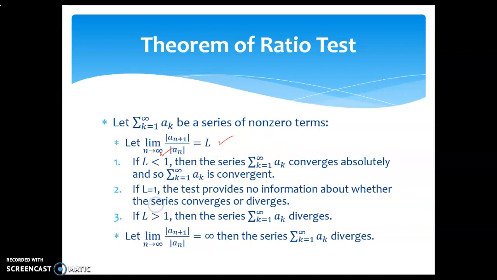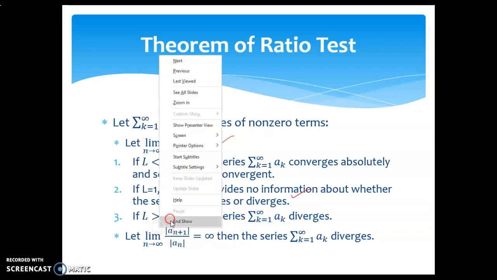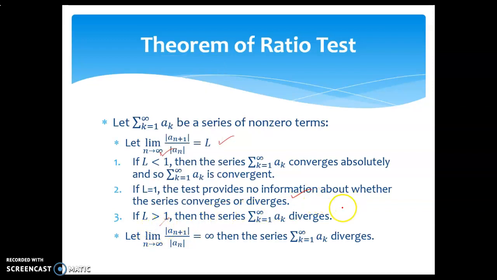If L is equal to 1, the test does not provide enough information to determine whether the series converges or not. If L is greater than 1, then the series diverges. If the limit of a sub n plus 1 over a sub n is equal to infinity, the series diverges.